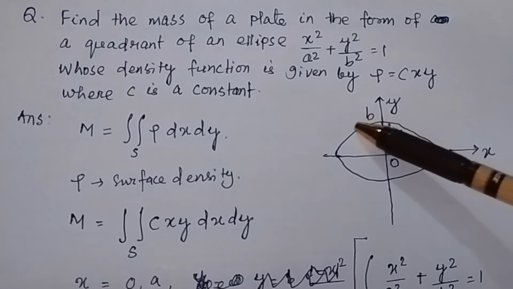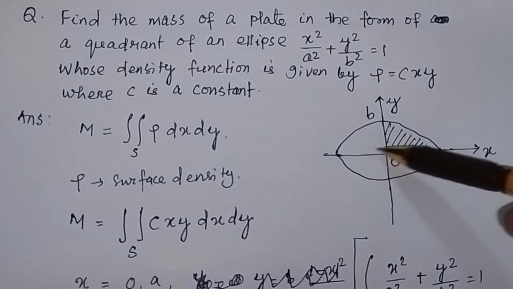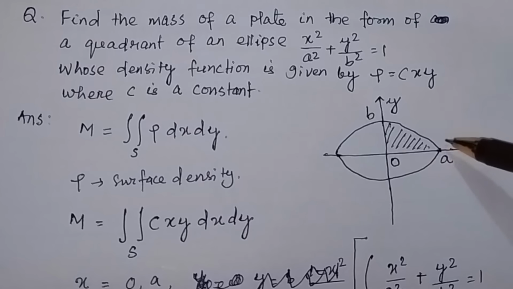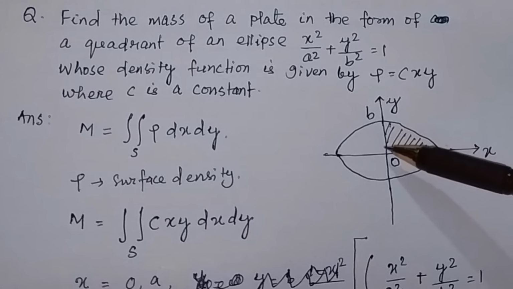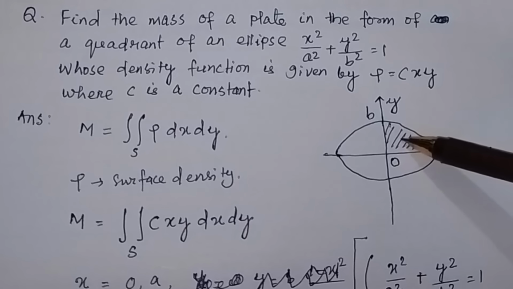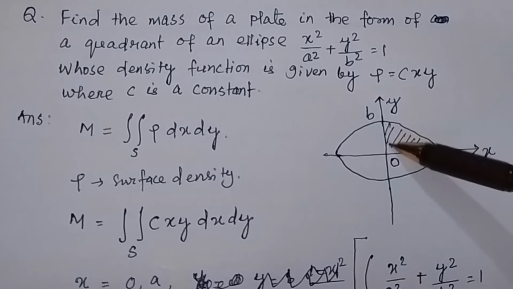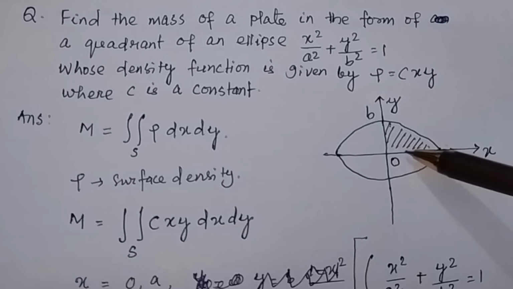a quadrant of an ellipse. This is an ellipse, and this is the major axis, and the semi-major axis from O to A has length a, and this is your minor axis from this to this, and the length of the semi-minor axis is b. The ellipse has 4 quadrants, 1, 2, 3, 4. Suppose you take this quadrant and you have to find out the mass of a plate having the form of this quadrant.